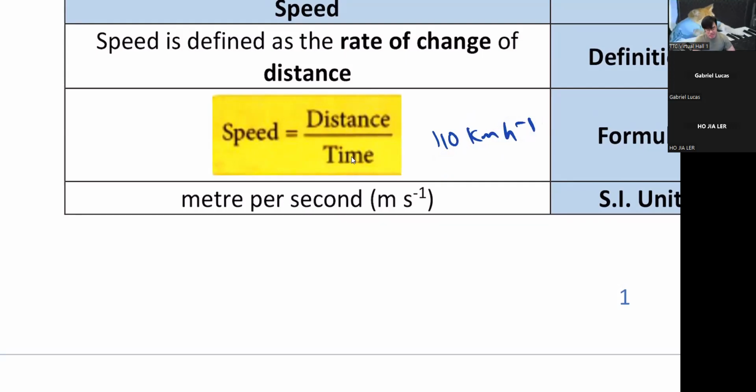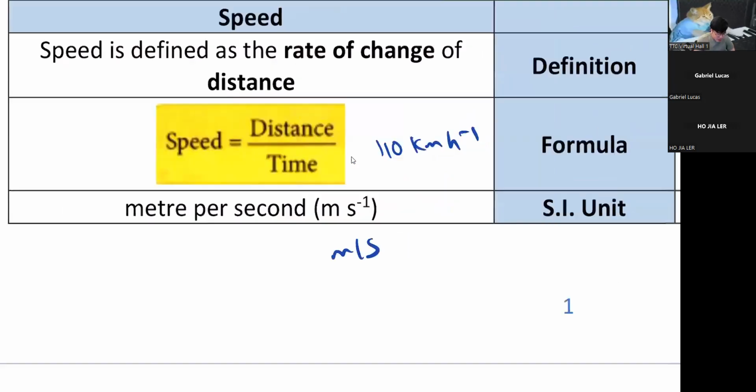But we don't use kilometer per hour because it's too big, and plus we use the SI unit. So the SI unit would be meter per second, m divided by s. You can write it this way too. It's the same. So what about the next one though?